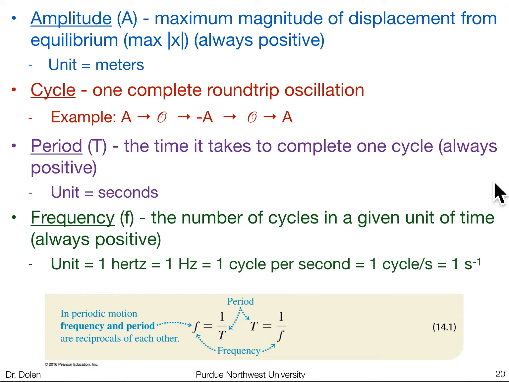All right, so since period is the time it takes to complete one cycle, and frequency is the number of cycles in a given unit of time, it turns out period and frequency are very related. Frequency is just 1 over the period, and period is just 1 over the frequency.